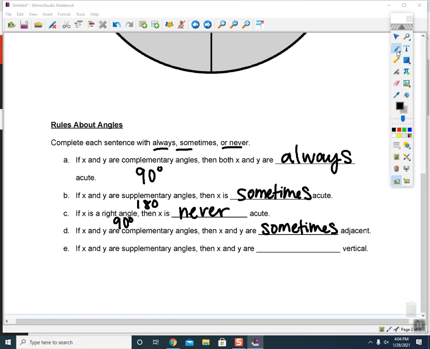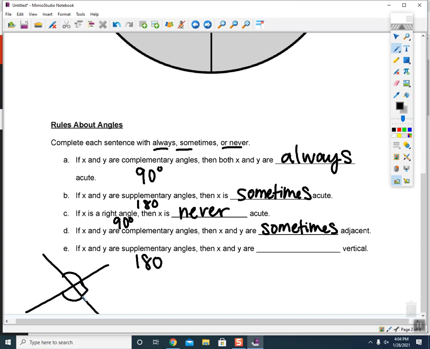vertical angles are across from each other, right? So if I have these two lines, they intersect, this is a vertical angle to this. I know that vertical angles are across from each other, and I also know that they are equal, okay? So if I have supplementary angles, that means that they add up to 180 degrees, but they are equal because they're vertical angles. There is one situation in which this is true, and that situation is when I have perpendicular lines.